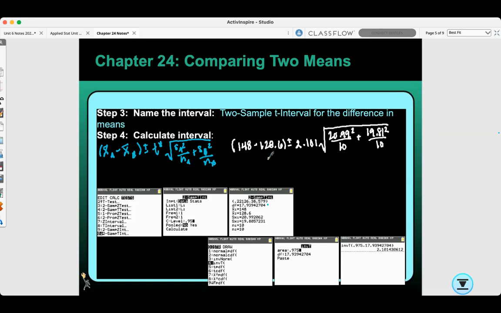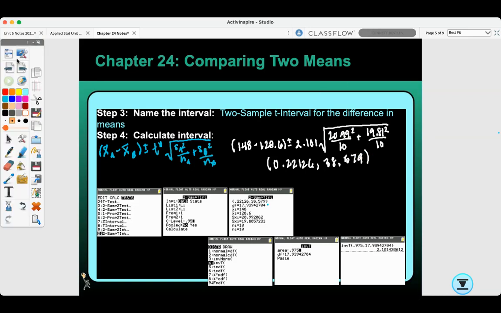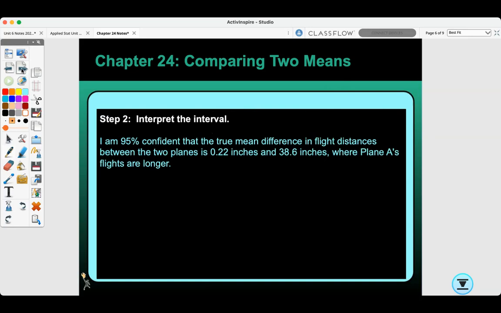And this gives me the interval of 0.22126 to 38.579. So you have your confidence interval. So now what you need to do is interpret this confidence interval. You would say something like, I am 95% confident that the true mean difference in flight distances between the two planes is between 0.22 inches and 38.6 inches, where plane A's flights are longer.